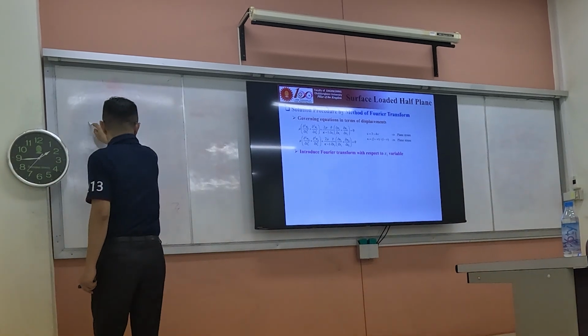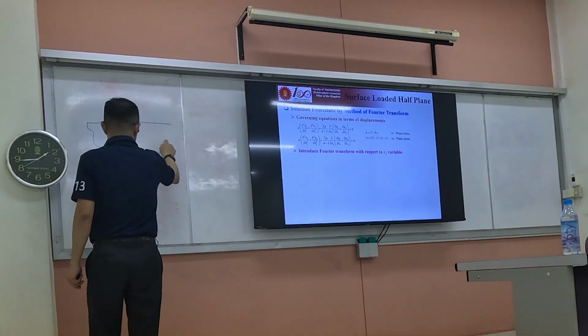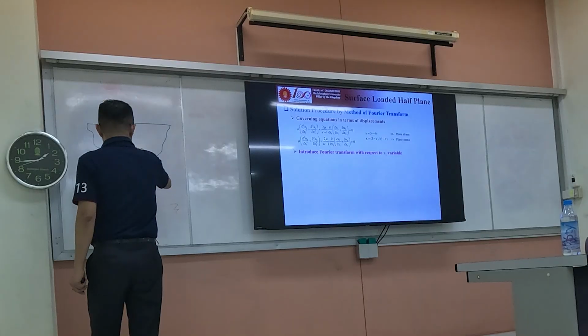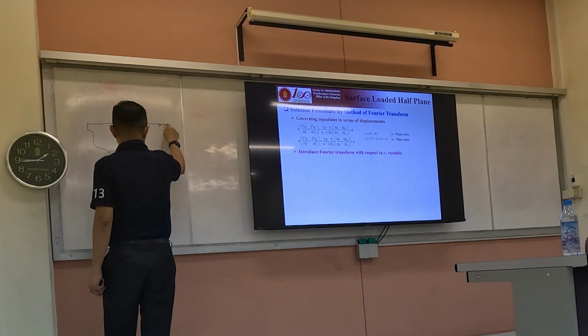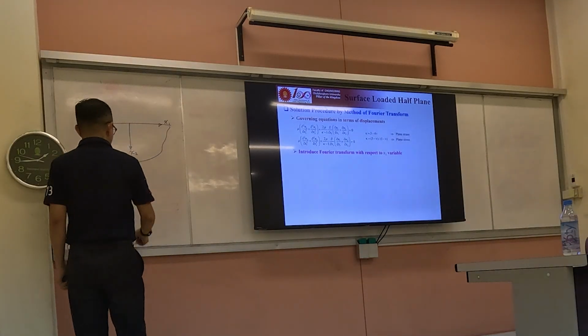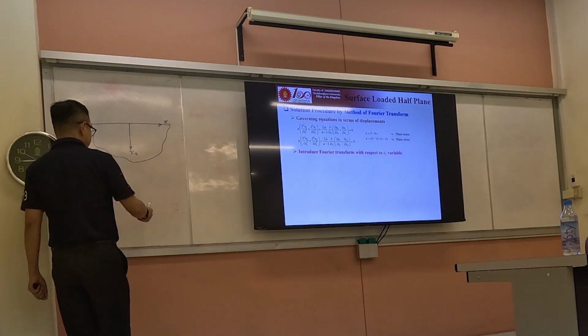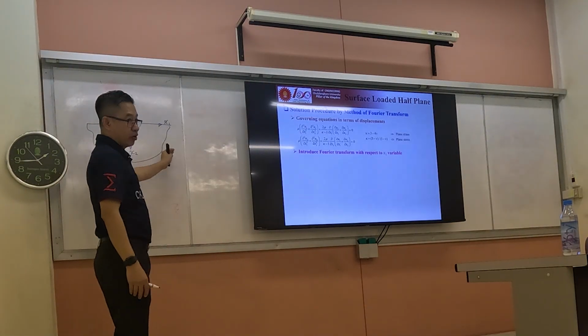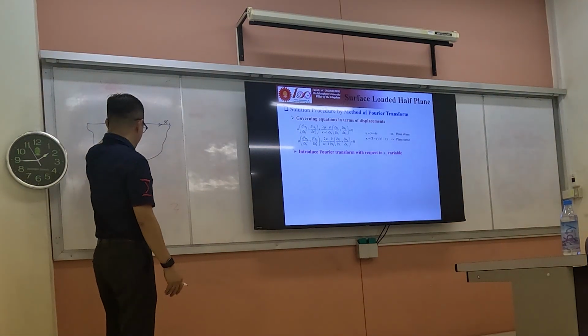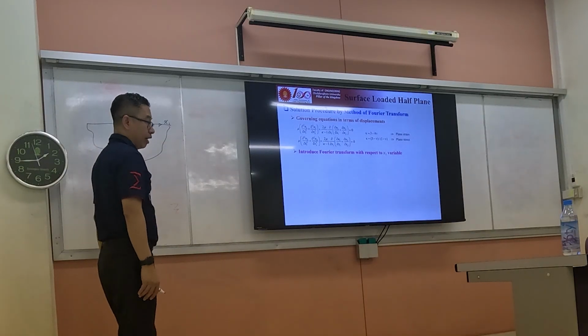Okay, so I look at the domain of interest for the half plane problem. This is the domain of interest, right? So we have x1 and x2. If I pick the coordinate system like this, this is your x2 and that's x1. So you can see that the half plane here occupies a region for x1 from minus infinity to infinity, but x2 ranges from 0 to infinity.